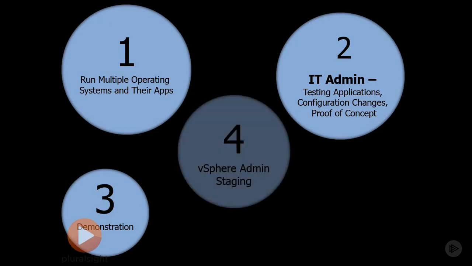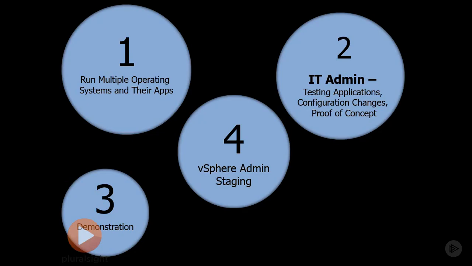Another way that VMware Workstation helps is in vSphere admin staging. And what I mean by this is, let's say that you have a production vSphere infrastructure and you're considering deploying some new virtual appliances. You can download those from the VMware Virtual Appliance Marketplace, run them inside VMware Workstation, test them, configure them, and then when you're ready to move them into production, you can move those virtual appliances to VMware vSphere into the production infrastructure.